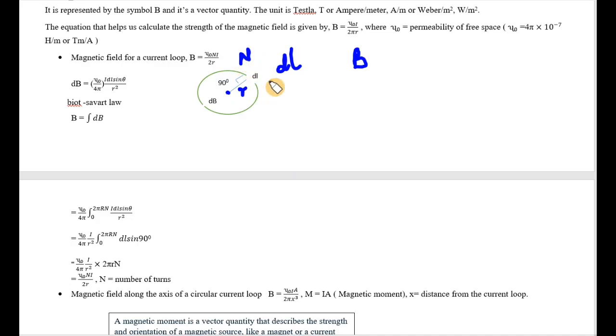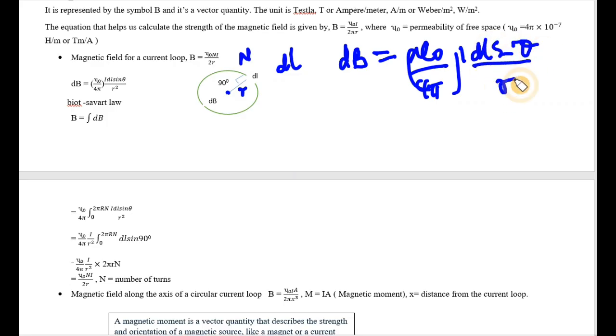So to find that, we define dB given by the Biot-Savart relation to be mu naught upon 4 pi, I dL sine theta upon r square. You notice that again, as we saw earlier on, the magnetic field is proportional to the current and inversely proportional to this. So we'll be making use of this to derive the relationship that would help us calculate the magnetic field strength for a circular current loop.